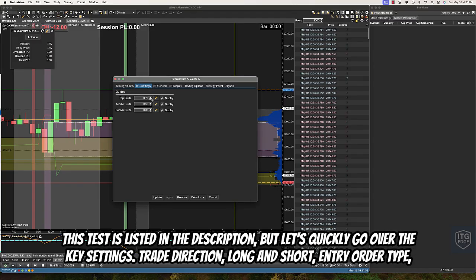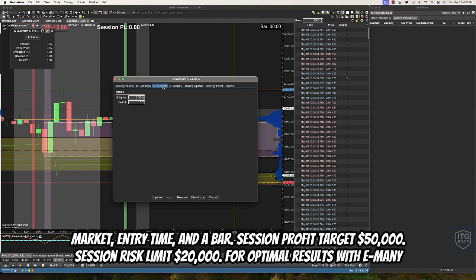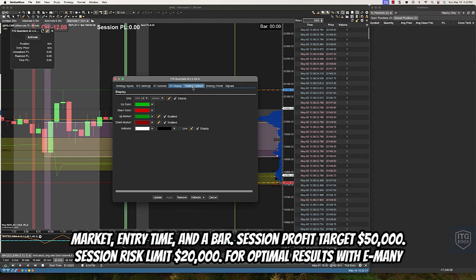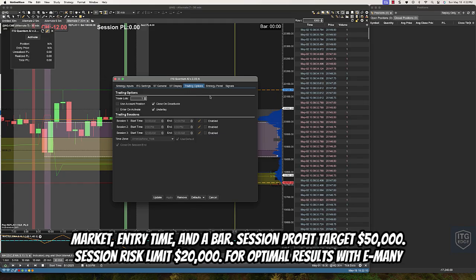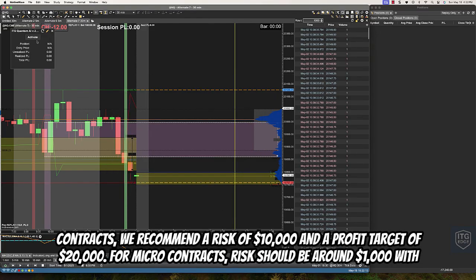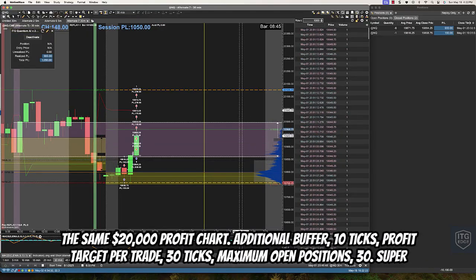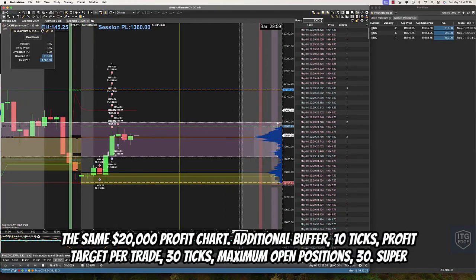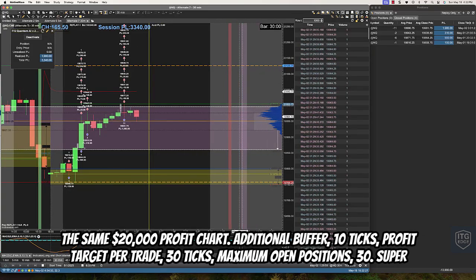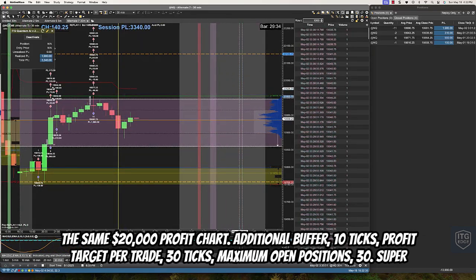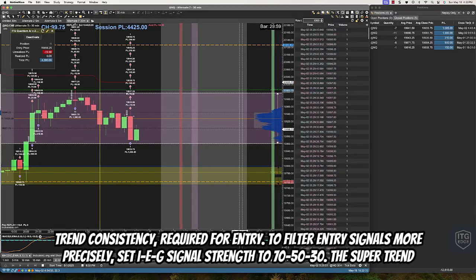The setup for this test is listed in the description, but let's quickly go over the key settings. Trade direction, long and short. Entry order type, market. Entry time, end of bar. Session profit target, $50,000. Session risk limit, $20,000. For optimal results with E-mini contracts, we recommend a risk of $10,000 and a profit target of $20,000. For micro contracts, risk should be around $1,000 with the same $20,000 profit target. Additional buffer, 10 ticks. Profit target per trade, 30 ticks. Maximum open positions, 30. Super trend consistency, required for entry.